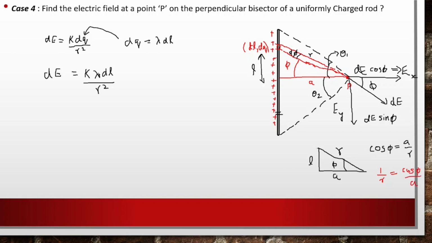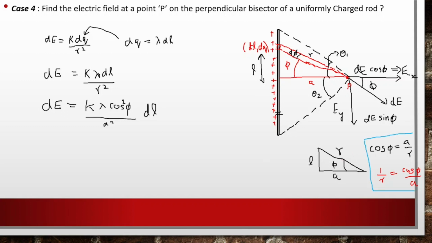So 1 by r square is equal to cos square phi by a square. So applying here, we get the equation as dE is equal to k lambda cos square phi by a square into dl. Now this r square variable came in the form of phi, but there is one more variable here, dl. So how can we convert this term dl in terms of phi?